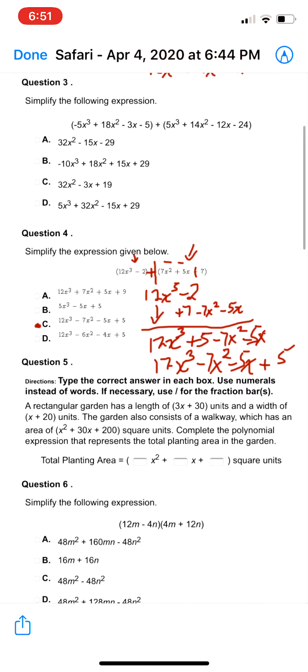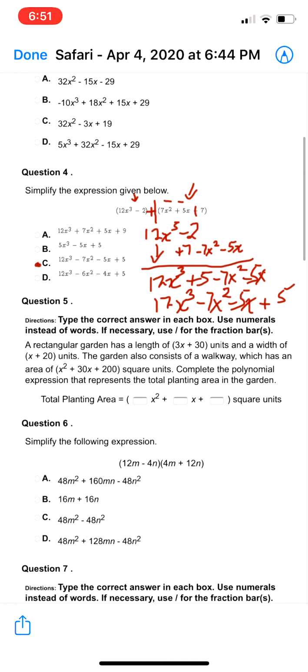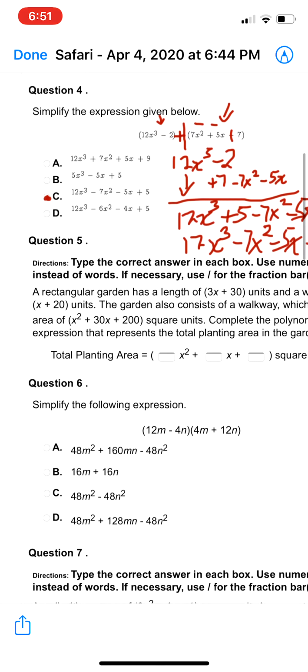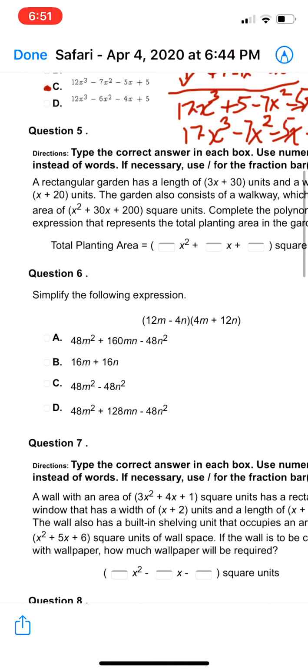All right, you're going to be given some word problems. This one says a rectangular garden has a length of 3x plus 30 and a width of x plus 20 units. The garden also consists of a walkway which has an area of x squared plus 30x plus 200 square units. Complete the polynomial expression that represents the total planting area of the garden. Okay, so, oh, I don't have much room to draw a picture. So I'm going to come back to 5, though, because in order to do number 5, we have to know what we're doing in number 6.